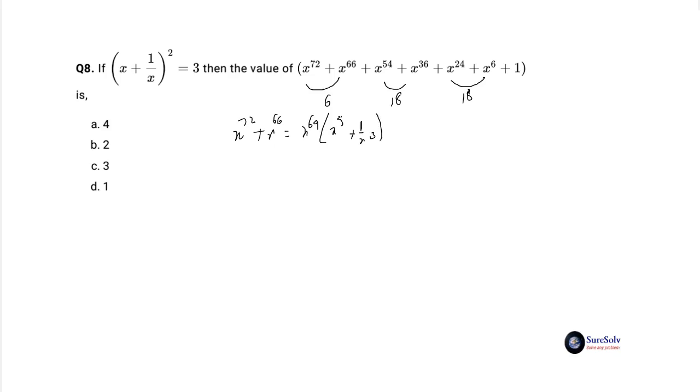In the same way, when the power difference between 2 terms in x is 18, you get a factor of x to the power 9 plus 1 by x to the power 9 out of the sum of 2 terms. X to the power 54 plus x to the power 36 equal to x to the power 45 multiplied by x to the power 9 plus 1 by x to the power 9 and x to the power 24 plus x to the power 6 equal to x to the power 15 multiplied by x to the power 9 plus 1 by x to the power 9.